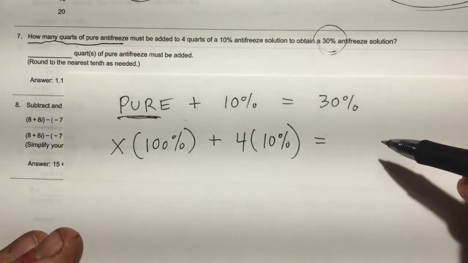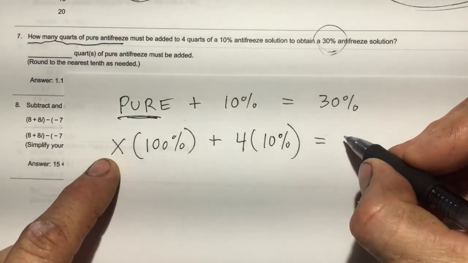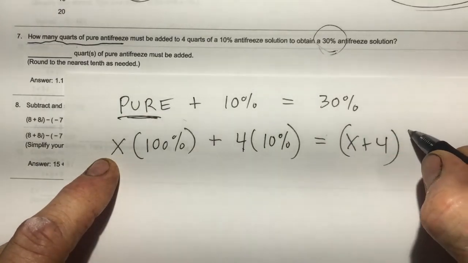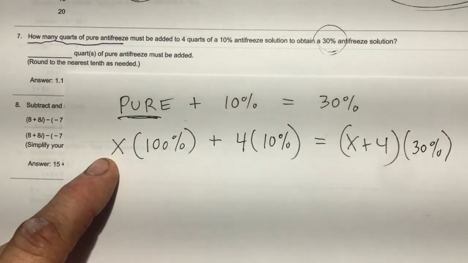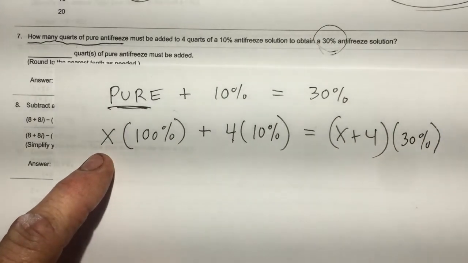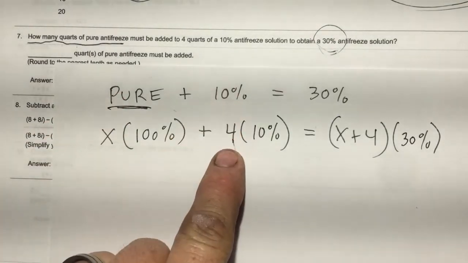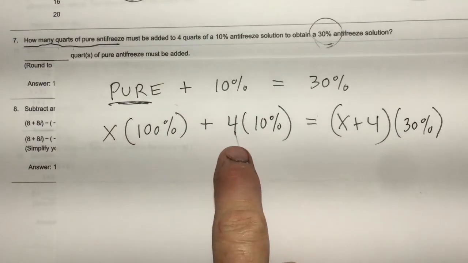Well, how much of that will we have? Well, we'll have this 4 quarts plus however many of those we have. So we're going to have x plus 4 quarts. And that's going to be 30% antifreeze. Okay, now this is how you tackle it. We don't know how many quarts of this. We know there's 4 quarts of that. So when I add this together, I'm going to have x plus 4.